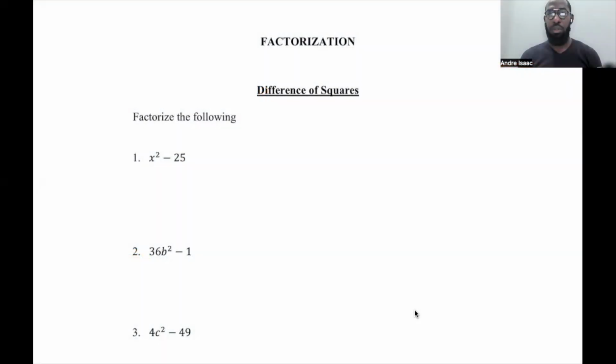Factorization, difference of squares. For difference of squares, we must have two terms. If you have a variable, meaning a letter from the alphabet, that term must be raised to the power 2. It must be squared. So we have an x here, it's squared.